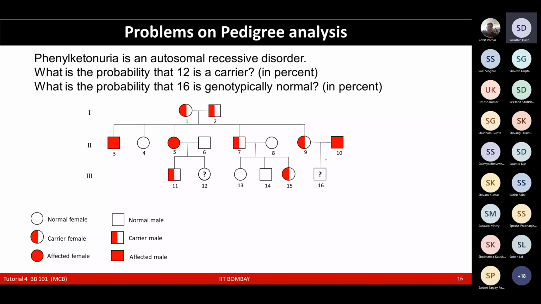0%. No, 100%. Okay. What is the probability that 16 is genotypically normal? Not possible. 0%. Yeah, it's true.